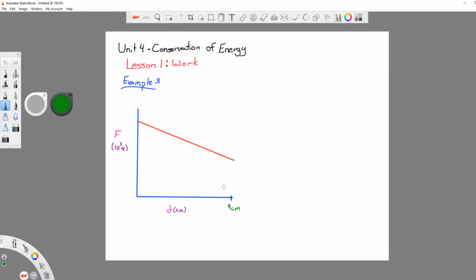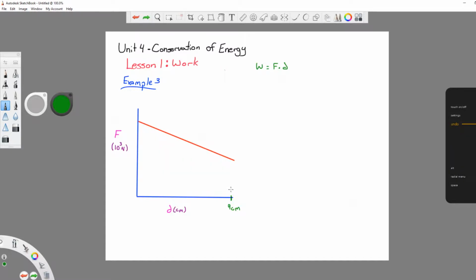Okay. Well, if we are dealing with work, work is equal to force times distance. We know that. Force times distance. And this graph has force against distance. So if we multiply force by distance, this is going to be like length times width, or base times height. We're essentially going to be calculating the area under this line.